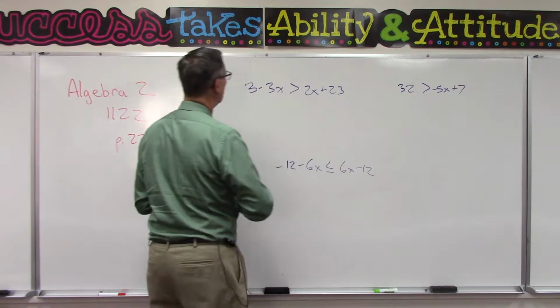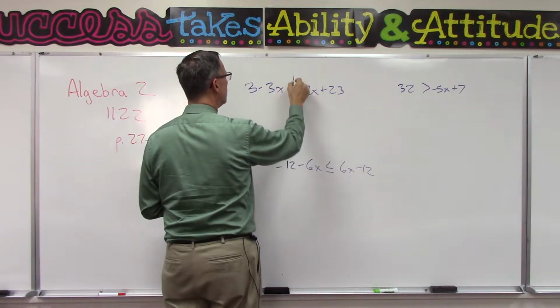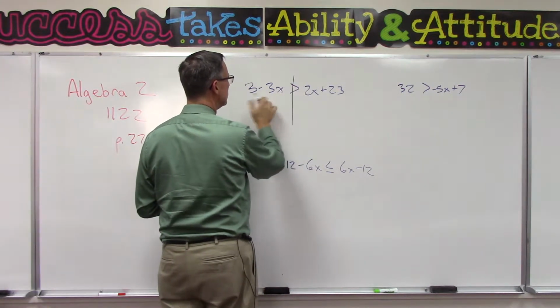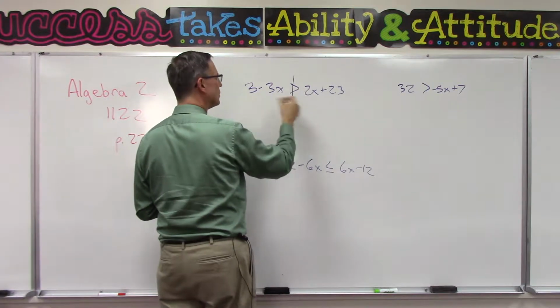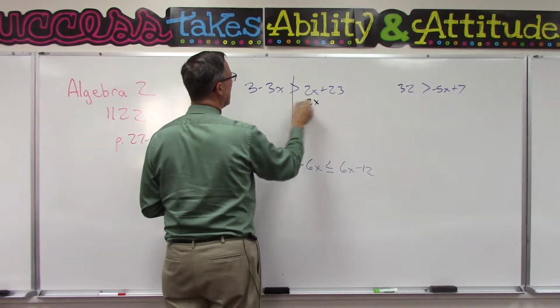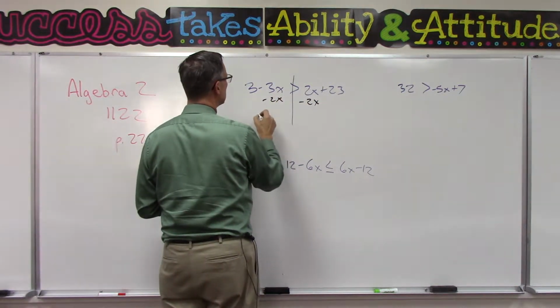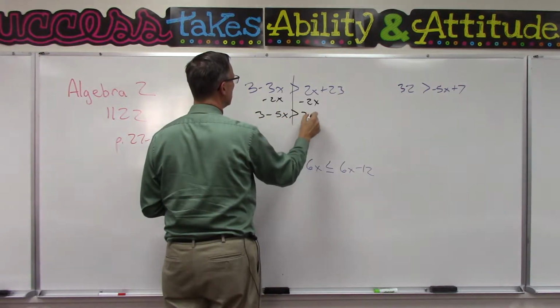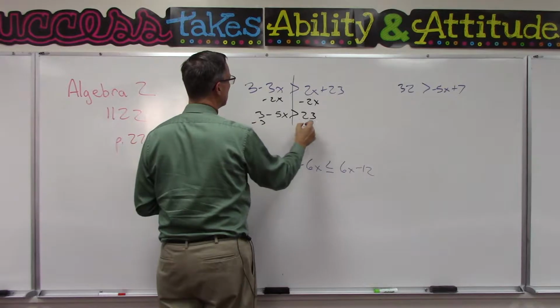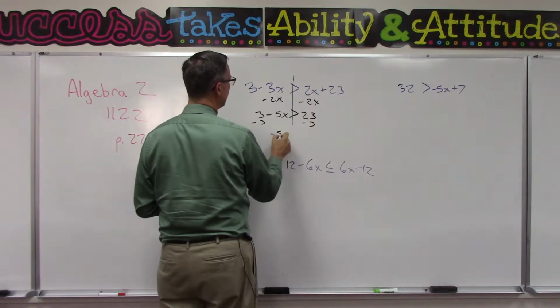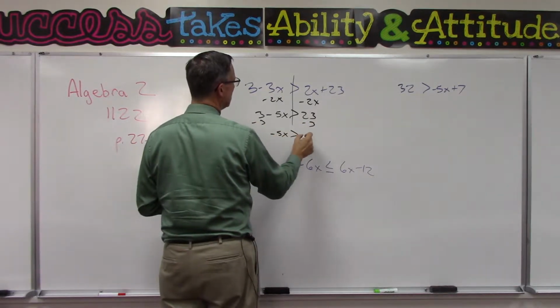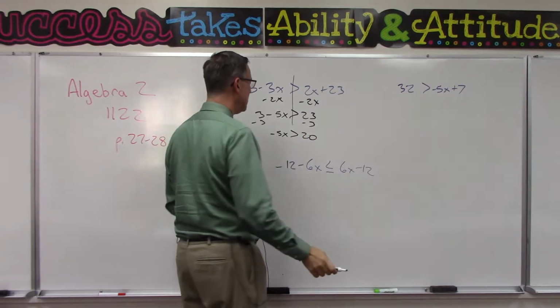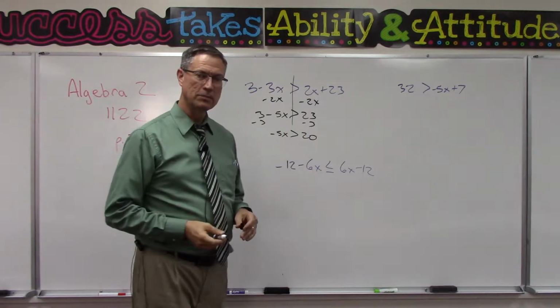Well, first of all, I notice I have an x on both sides of the equation. So I always like to get the x on the left. So we'll subtract 2x. So now I have 3 minus 5x is greater than 23. Subtract 3 from both sides. So negative 5x is greater than 20. Now I'm solving for x, just like an equation.